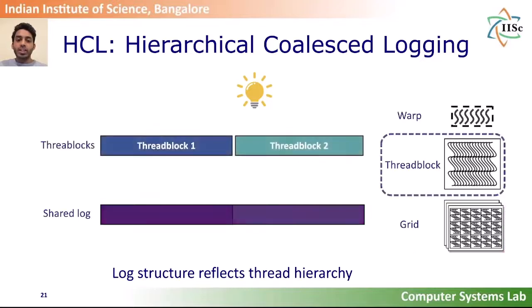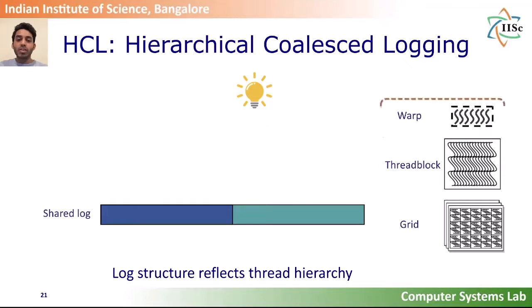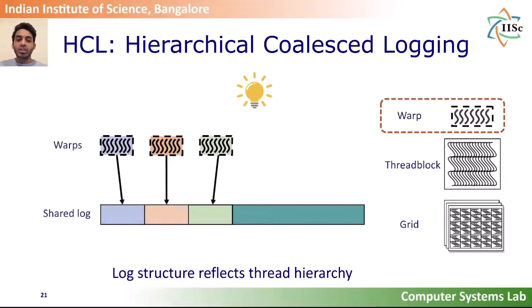For example, each thread block has a unique offset within the log where they can insert data. Similarly, within this offset, each warp has a unique offset where it can insert data. In this way, the hierarchy of the GPU threads is reflected in the log, and data is inserted into the log without any locks. We will now look at how threads within a warp insert data.